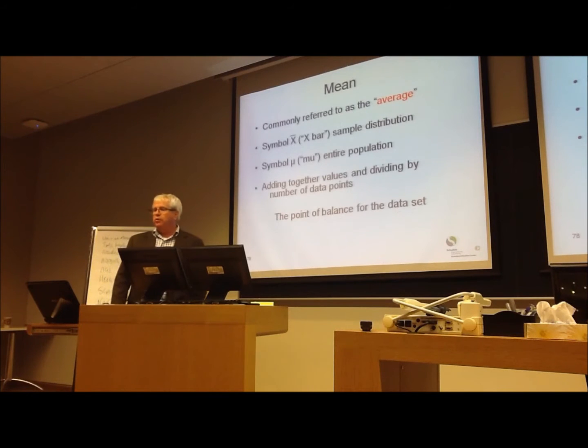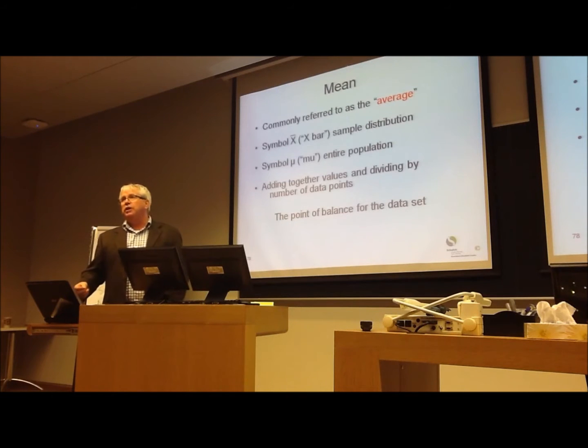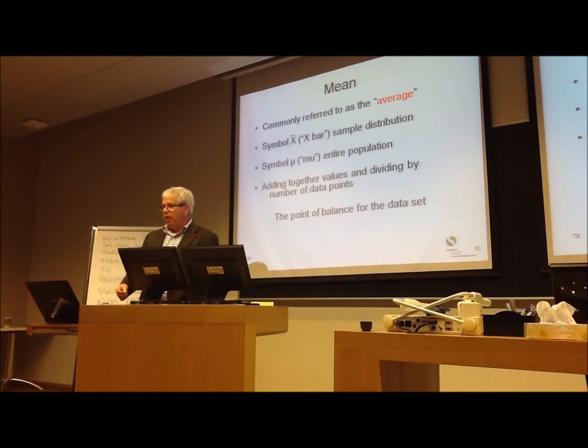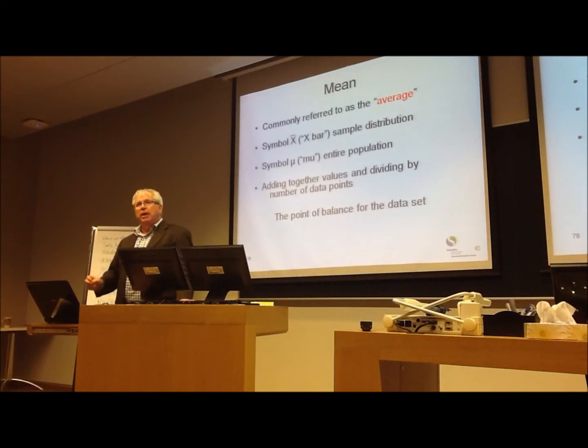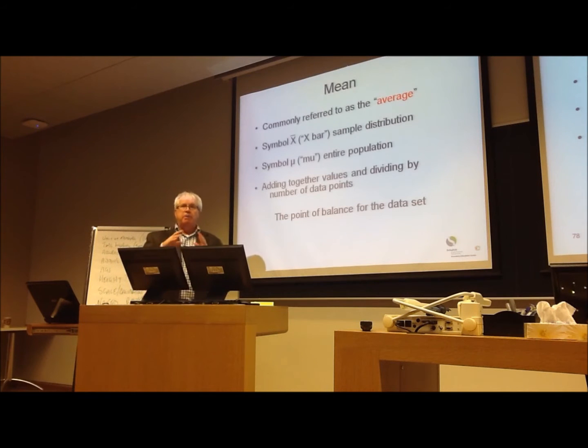So the mean, commonly referred to as the average. The symbol for the sample mean, from the sample distribution that you've taken from the population, randomly I hope, is called X bar. The symbol mu is the symbol for the entire population. Very rarely will you be dealing with population data. Most of the time you're making decisions based on sample data. So often we're using the X bar. We add the numbers together, we simply divide by the number of data points. We learned to do that in grade 4 or some equivalent like that wherever you came from. And it's considered the point of balance for the data. And I think I might have mentioned that before.